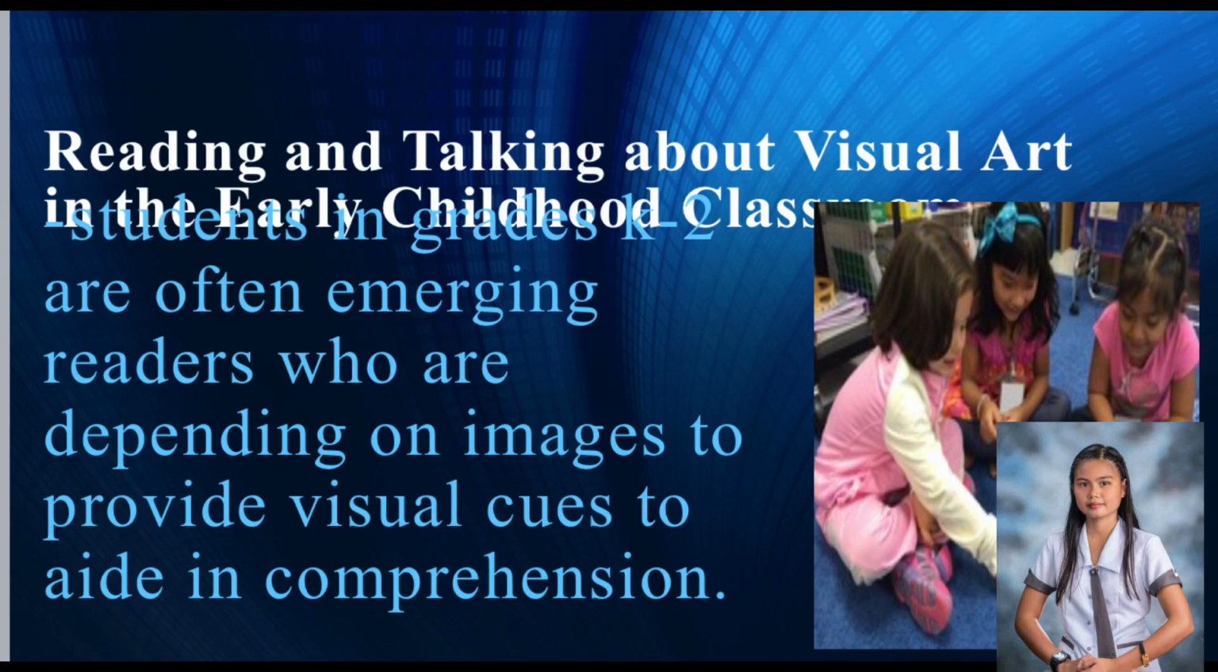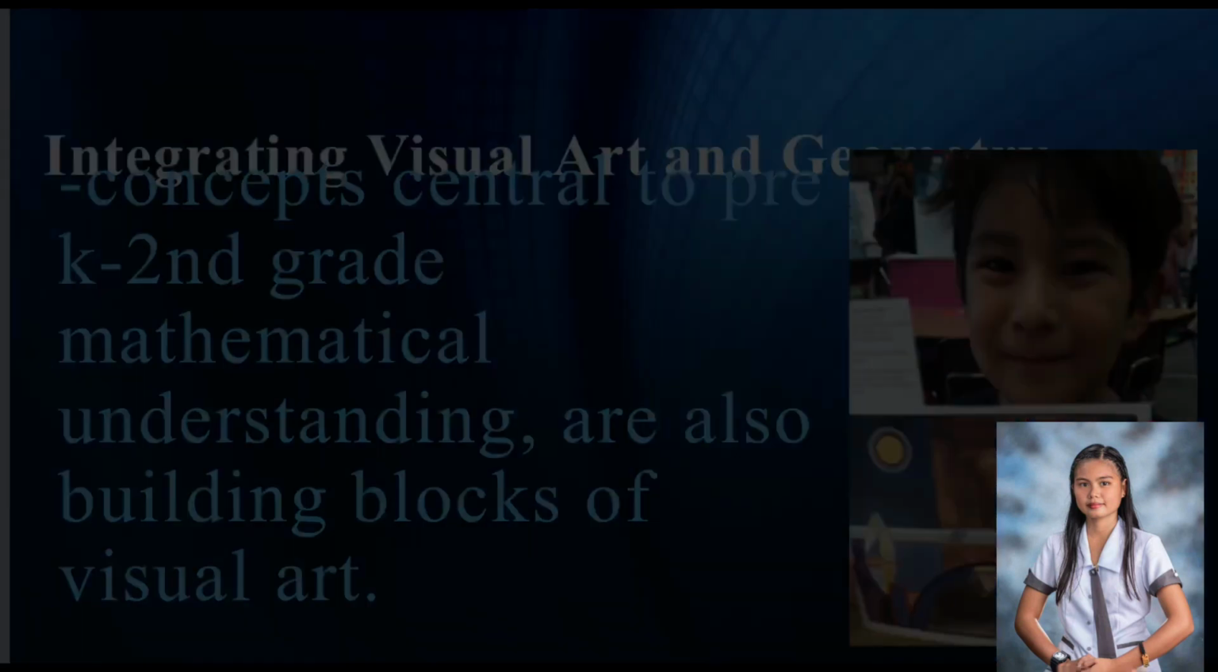Reading and talking about visual arts in the early childhood classroom. Students in grade 2 are often emerging readers who depend on images to provide visual cues to aid in comprehension. This workshop focuses on looking and talking about illustrations in fiction picture books before, during, and after reading to help students develop the skills of prediction, inference, drawing conclusions, sequence, and retelling a story.